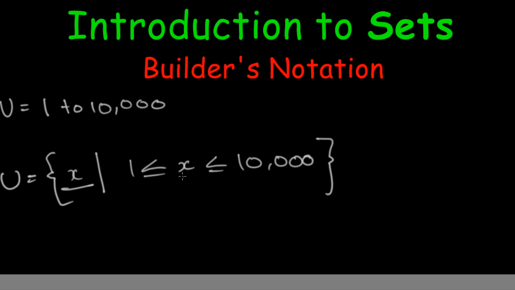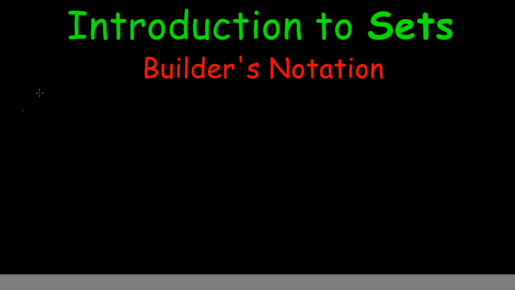This X includes 1, 2, 3, 4, 5, 6, 7, 8, everything, right? This is builder's notation. So you don't have to write down 1, 2, 3, 4, 5, 6 all the way to 10,000. You just use builder's notation. You write down one single variable and then define that variable in a certain range. That is builder's notation. Let me show you one more example of builder's notation.